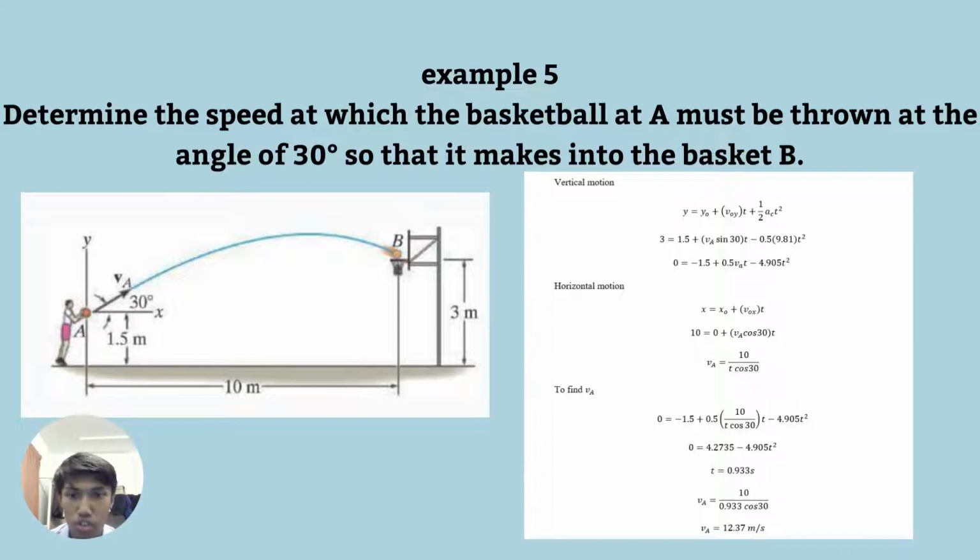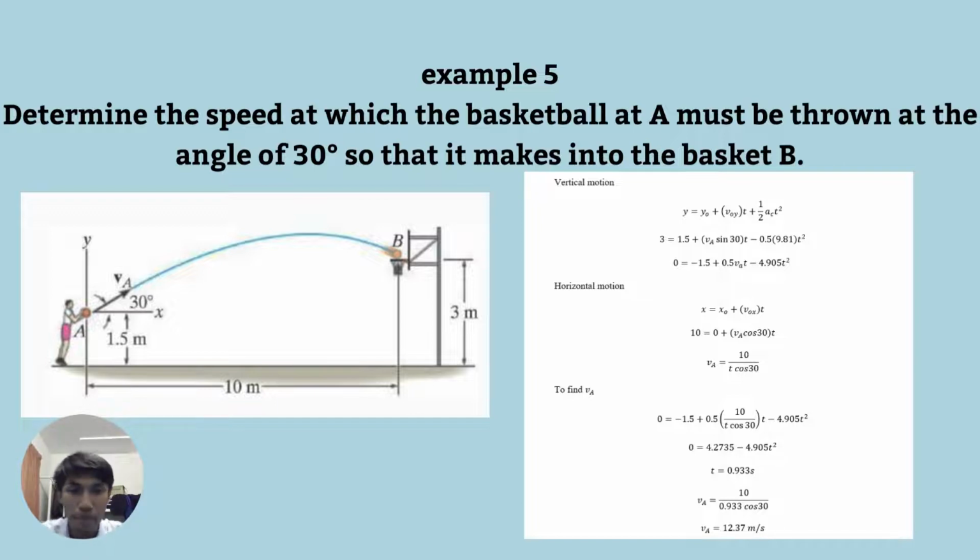For vertical motion, we use the formula y equals y initial plus Vy t plus 1/2 a t squared. We substitute all the information given into the formula and then we get 0 equals negative 1.5 plus 0.5 VT minus 4.905 T squared. For horizontal motion, we use the formula x equals x initial plus VT. Then we substitute the information and we get VA equals 10 over T cos 30.